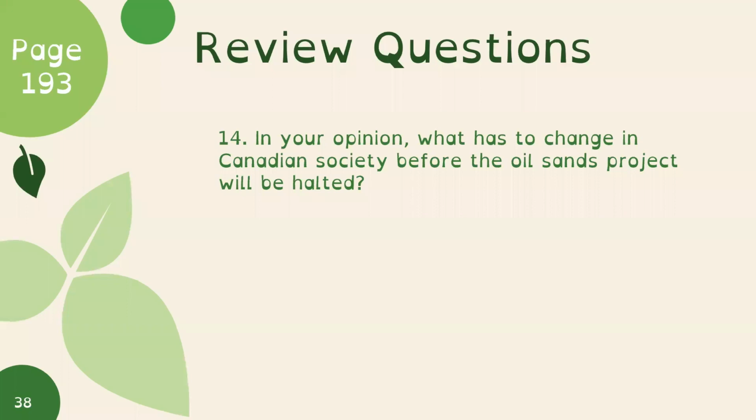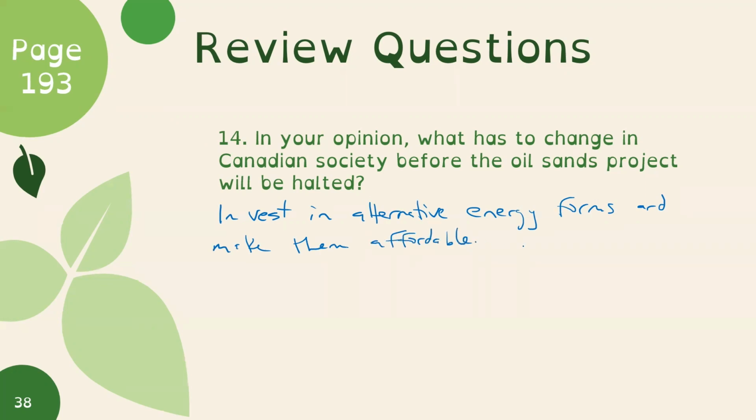And in your opinion, what has to change in Canadian society before the oil sands project will be halted? So I think that we need to invest in alternative energy forms, and make them affordable. Ideally, we would move away from a capitalist society. But that might be a bit of a stretch. I don't know if that's going to happen before we environmentally implode.